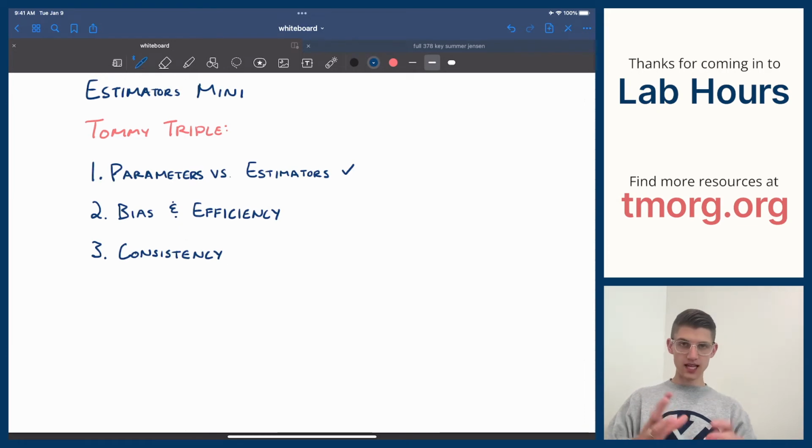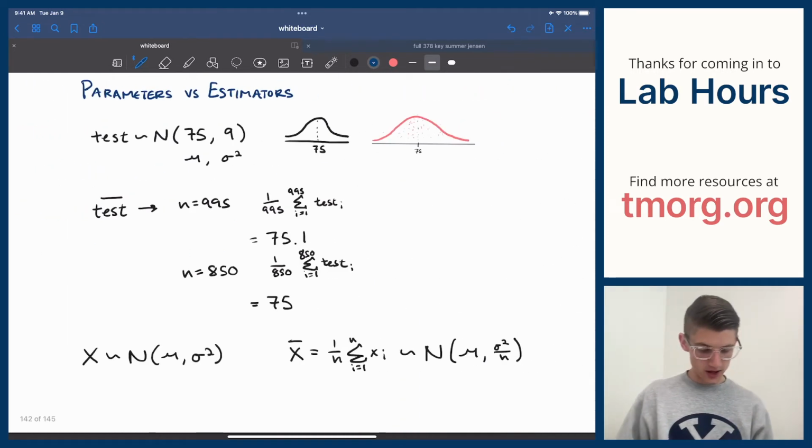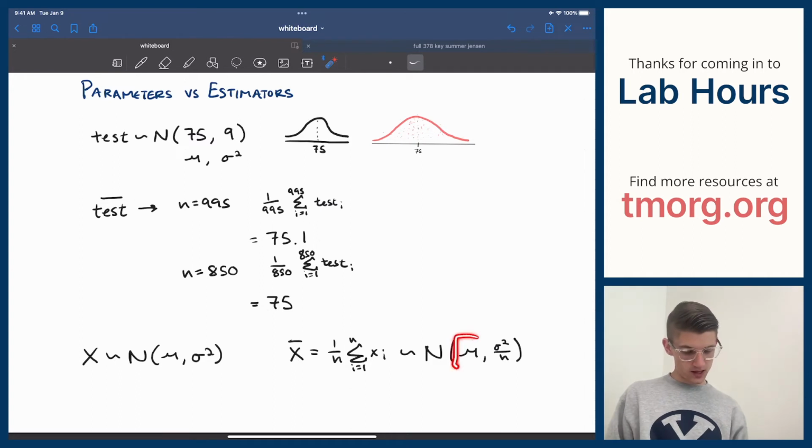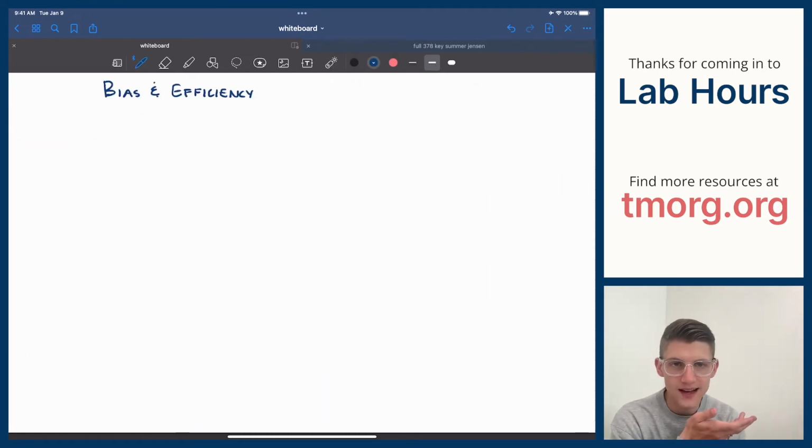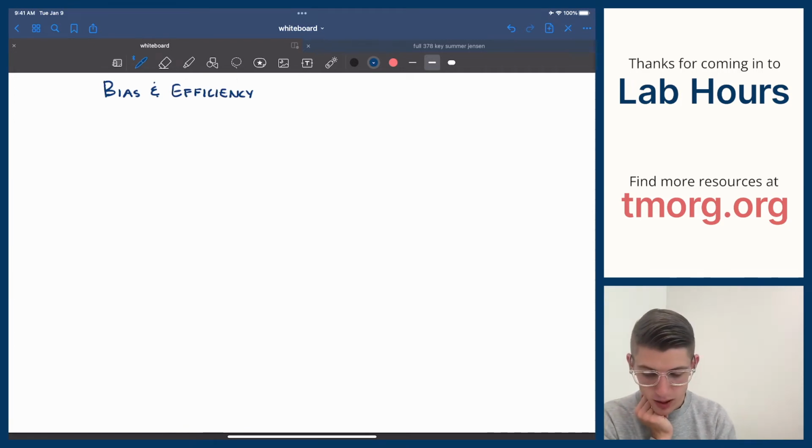So let's talk about some things that we have assigned as properties of these estimators that help us know if they're useful or not, right? Notice, for example, this is an expected value and this is a variance, right? So what is the expected value of an estimator? Well, in the case of x bar, we would say that the expected value of x bar is equal to 1 over n.